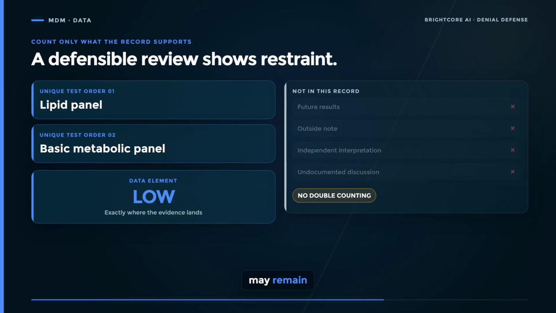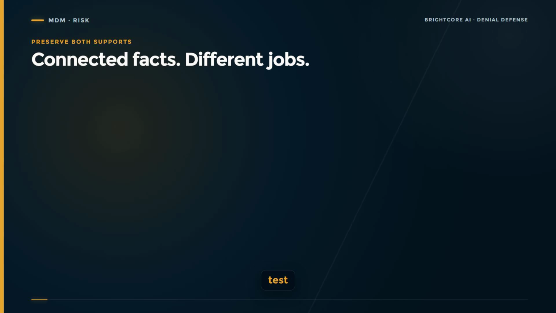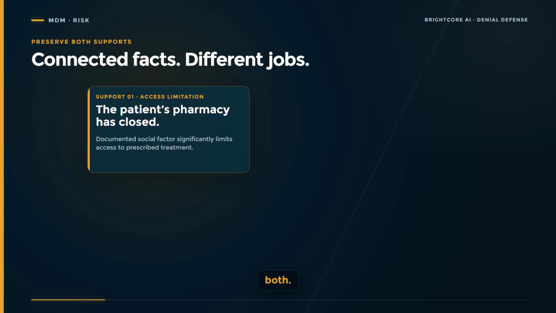One element may remain low while the overall MDM reaches another level. A disciplined defense does not force every column upward. It reports each element exactly where the record supports it. Data, low. Now test risk. The record contains two supports for moderate risk, and a defensible response needs both.